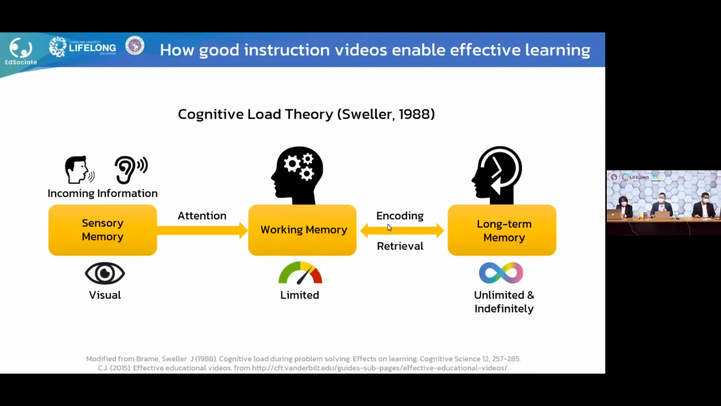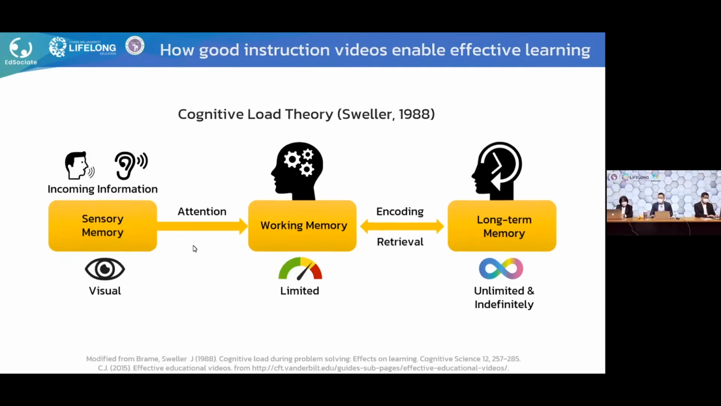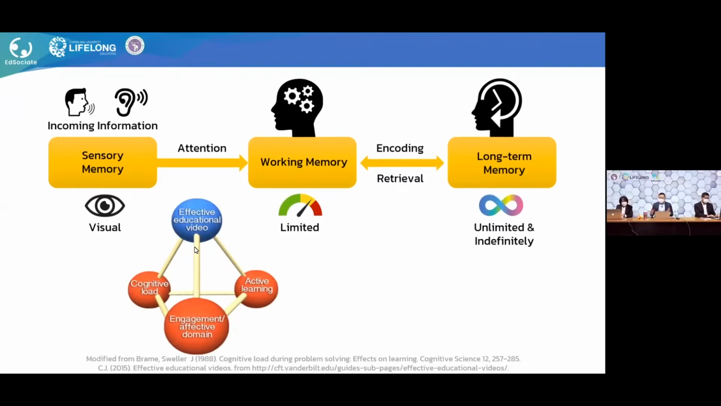And then the working memory can be encoded and converted into the longer-term memory, which is more unlimited and indefinitely stored. And we can retrieve it to be used in the working memory many times, right? So the most important part is kind of like a gatekeeper, in order to get into the brain is this step. And we think that effective educational video can help improve the attention and also the grasping of the information, to understand, to know the knowledge, right? And this is the point of what we are talking about today: how can we create effective educational video.